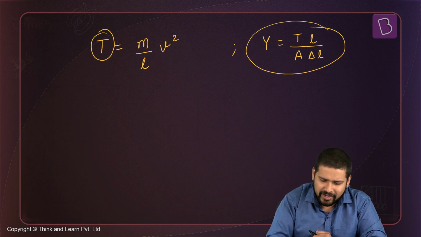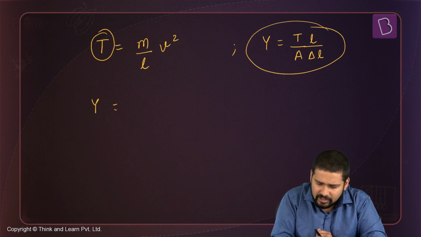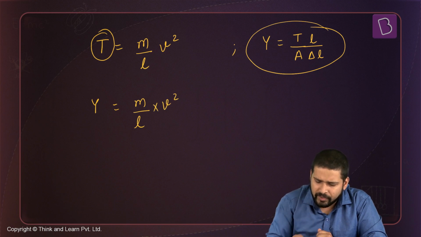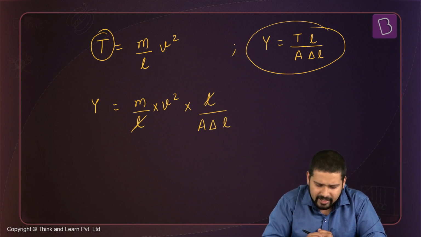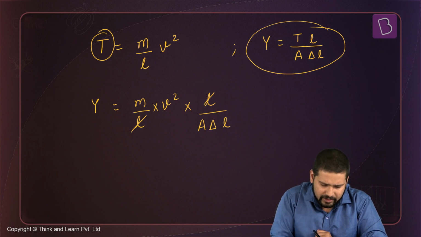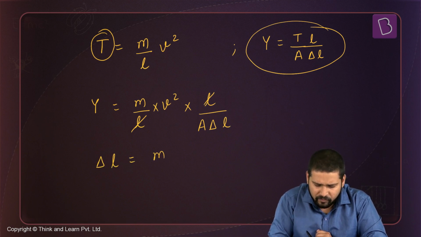Now all we have to do is take this value of T and substitute in this particular expression, right? Let's see what we get. So we have Young's modulus is equal to T, which is m by L times v square, times L by A times delta L, right? So this L and this L get cancelled out. So we are left with delta L expressed as m v square divided by A times Young's modulus.